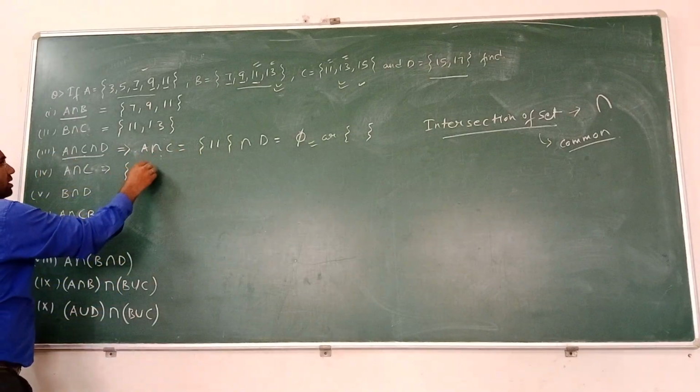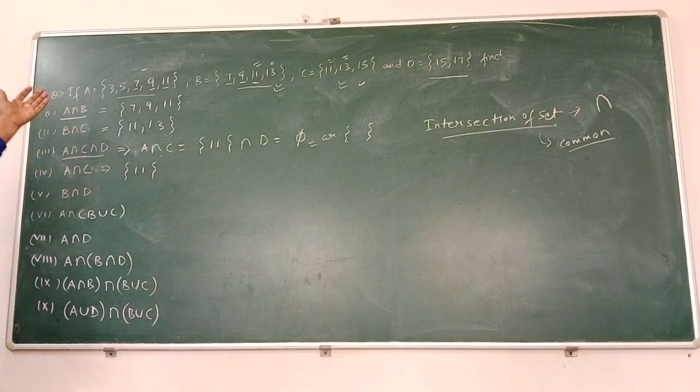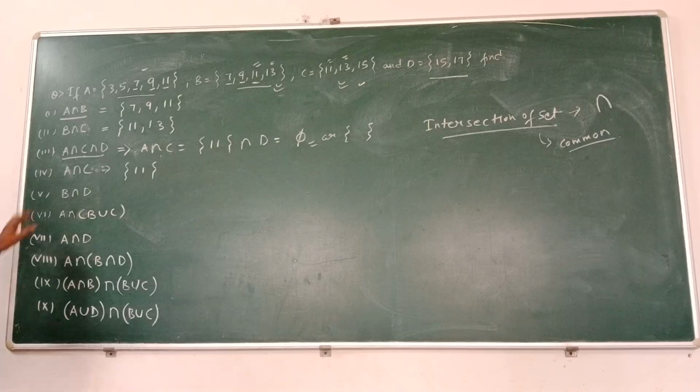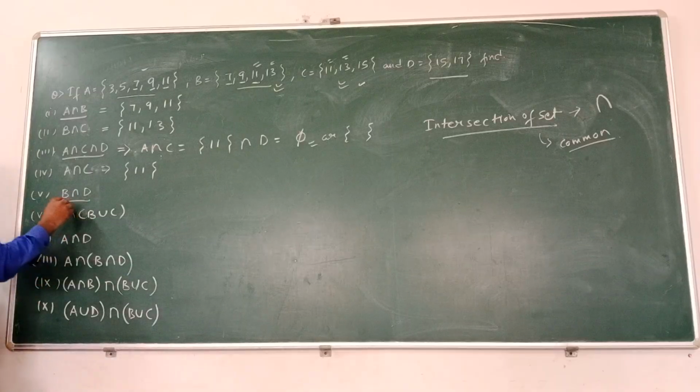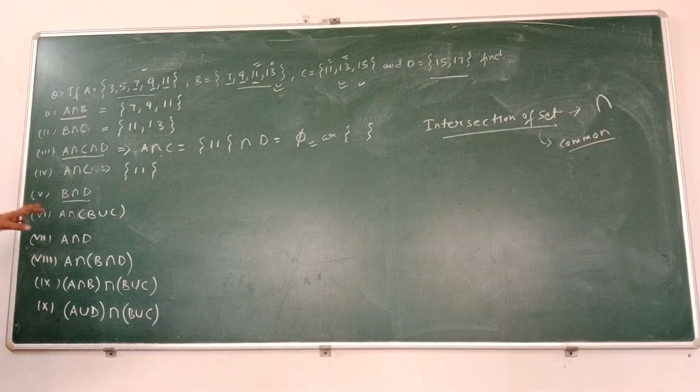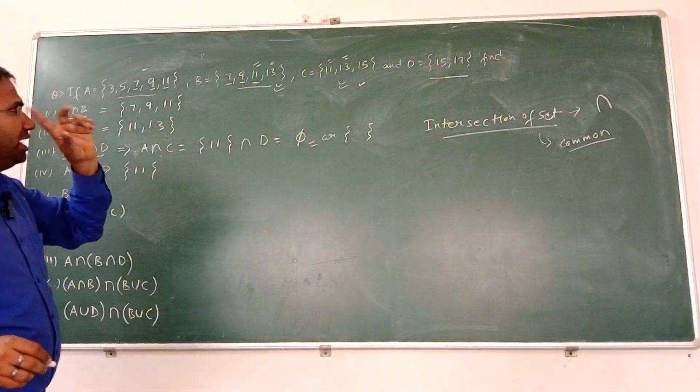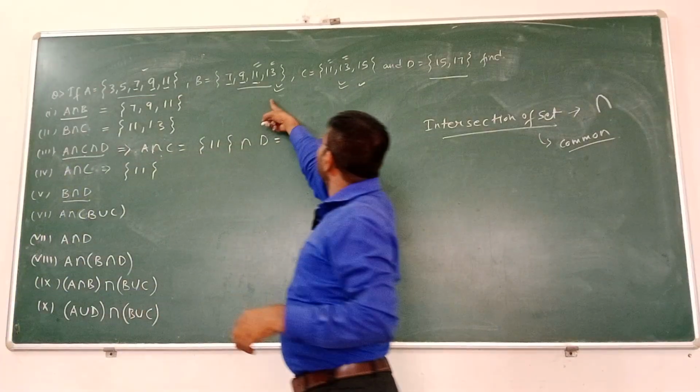So write down here 11. 11 is the common element in A and C. Okay. Now see the intersection of B and D. This symbol denotes the intersection of B and D. So you will see the common element in B and D. So this is B, this is D.